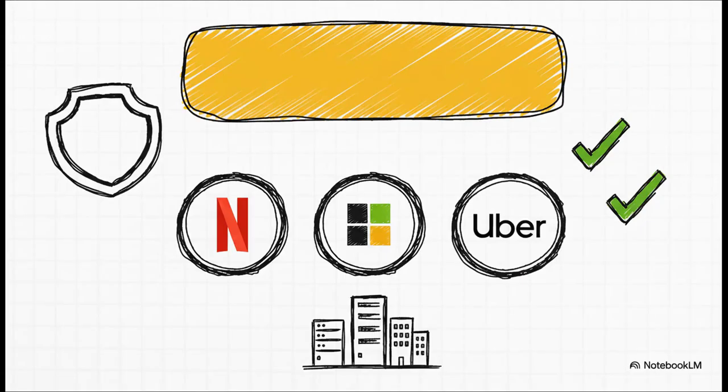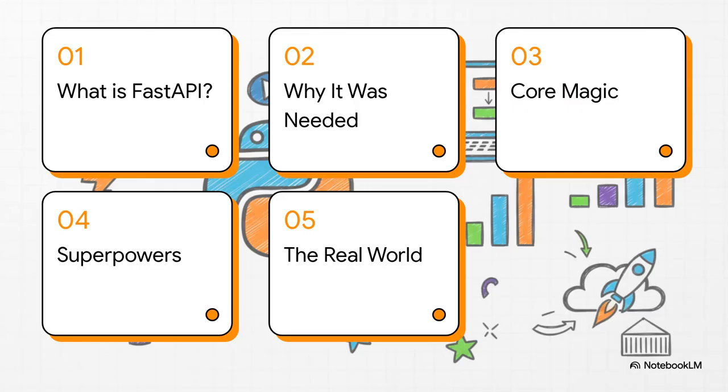And look, we're not talking about some experimental new toy. This thing is battle-tested. I mean, you've got some of the biggest names in the industry relying on FastAPI in production right now. We're talking Netflix, Microsoft, Uber. These companies are powering critical services with it. That's some serious confidence.